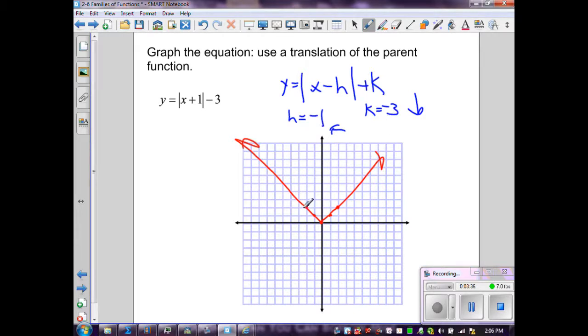So here, over 1, down 1, 2, 3. To the left 1, down 1, 2, 3, and I repeat that for each ordered pair. And this graph represents the function y equals the absolute value of x plus 1 minus 3.